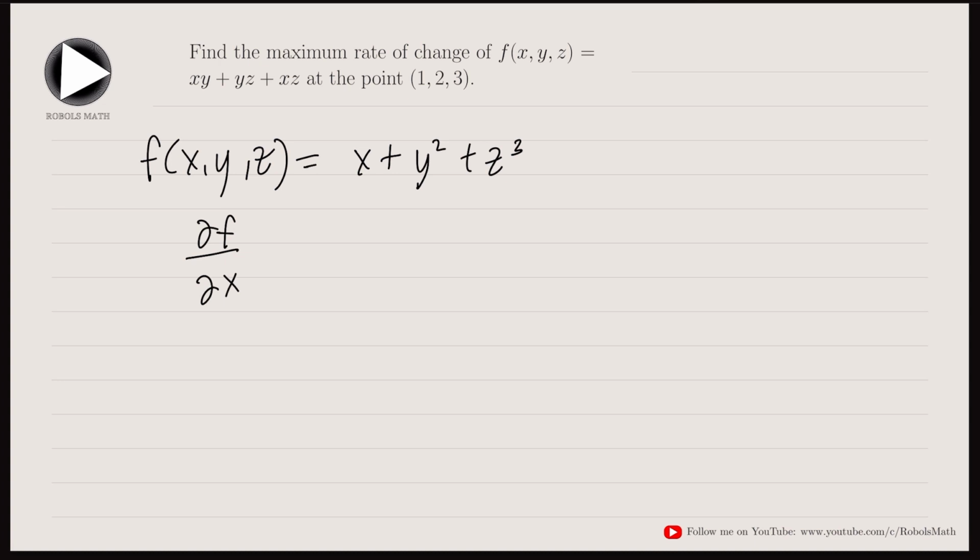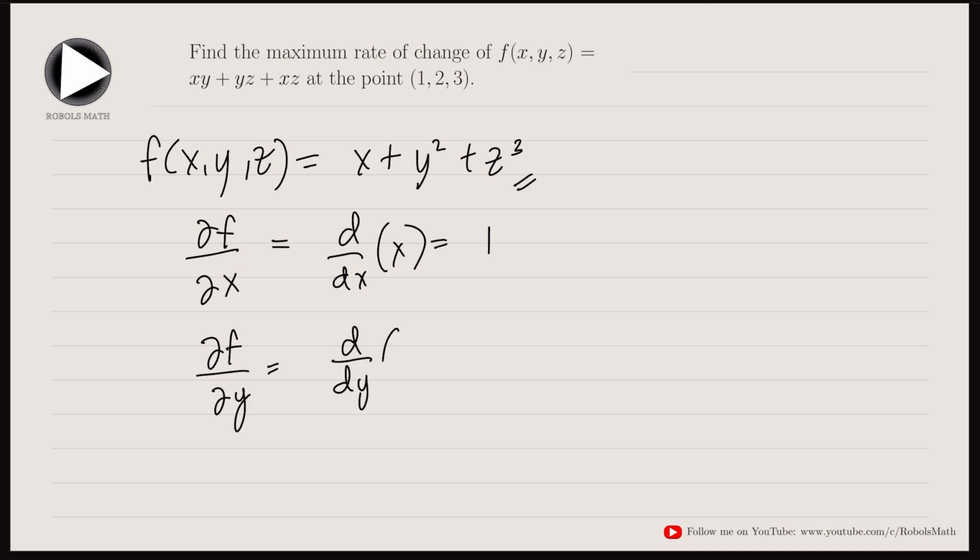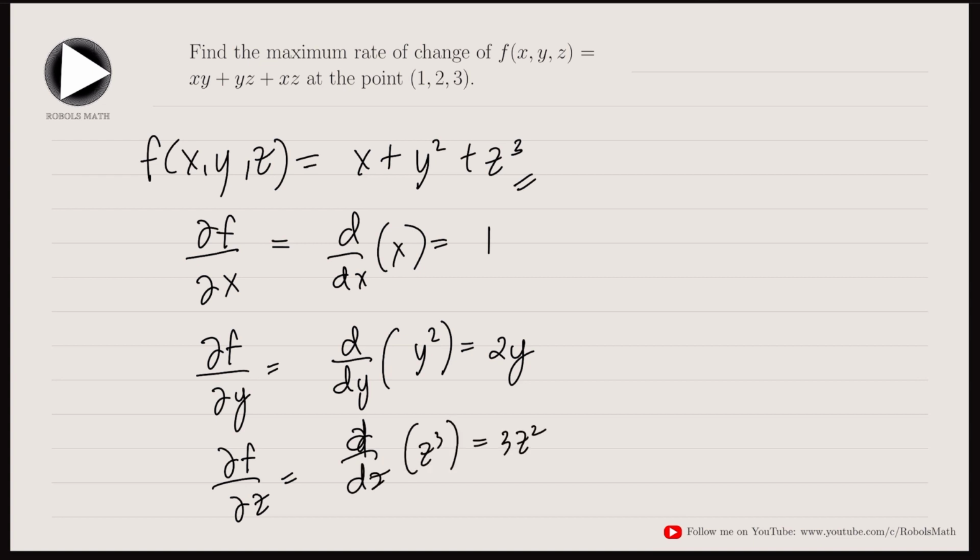So the partial derivative of f with respect to x is the derivative of this function if we treat the other variables as constants. So basically, we have here the derivative of x, which is just 1. The partial with respect to y is basically the derivative of y squared with respect to y. And for z, it's the derivative with respect to z of z cubed. Now it becomes complicated because we don't know how these three would interact, because the partial derivatives only give you the rates of change assuming the other variables are constant.